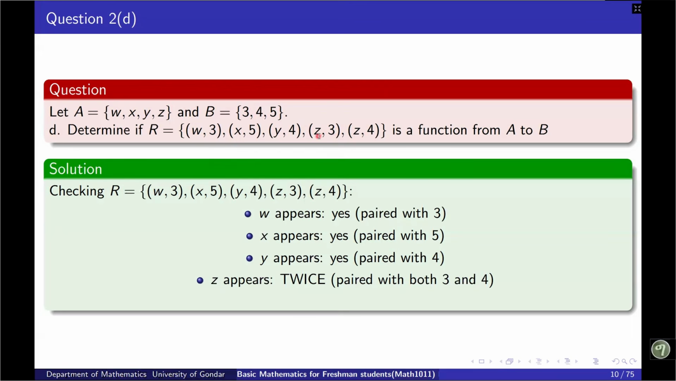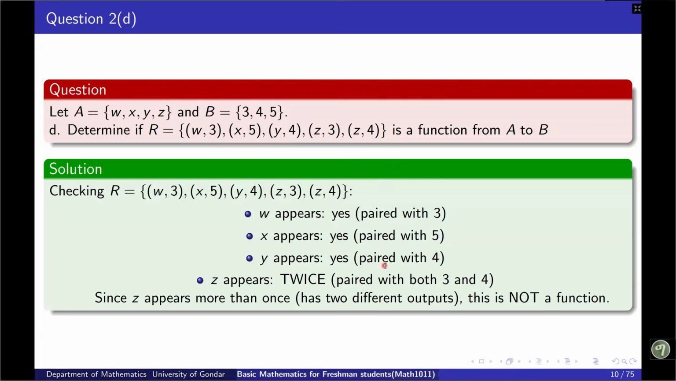So one of the elements of the domain of this relation, which is an element of A, is paired with more than one element within set B, which is 3 and 4, because 3 is different from 4. So this is not the property of a function. Therefore, this relation cannot satisfy the condition to be a function, so it is not a function.